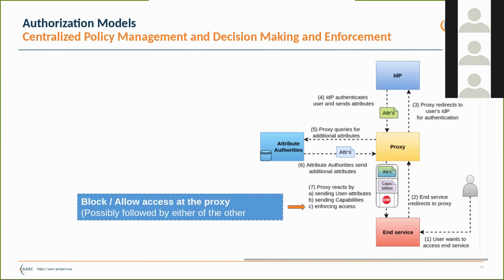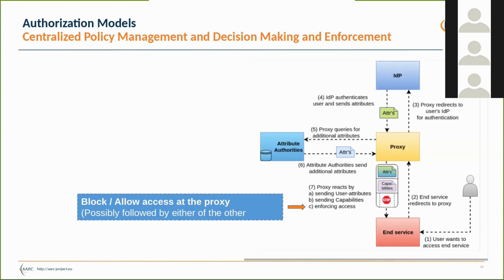The third model is called centralized policy management, decision making, and enforcement, and adds this last layer of enforcement to the proxy as well. This allows the proxy to, for example, completely block access to a service, which is, of course, the enforcement bit. Scenarios where this can be useful are, for example, when services are not capable of enforcing the decisions themselves, or if there are community-wide central decisions, for example, black or white listing based on certain parameters.